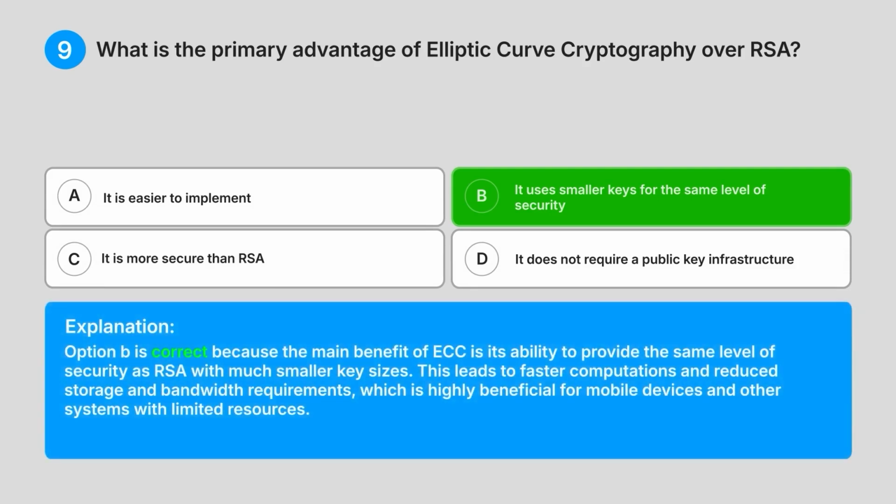Explanation: Option B is correct because the main benefit of ECC is its ability to provide the same level of security as RSA with much smaller key sizes. This leads to faster computations and reduced storage and bandwidth requirements, which is highly beneficial for mobile devices and other systems with limited resources.